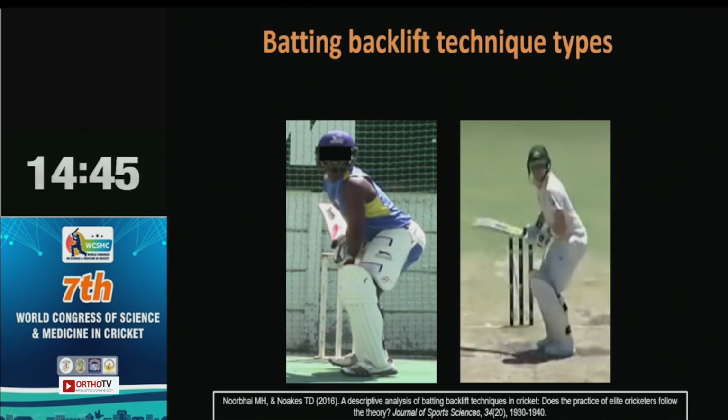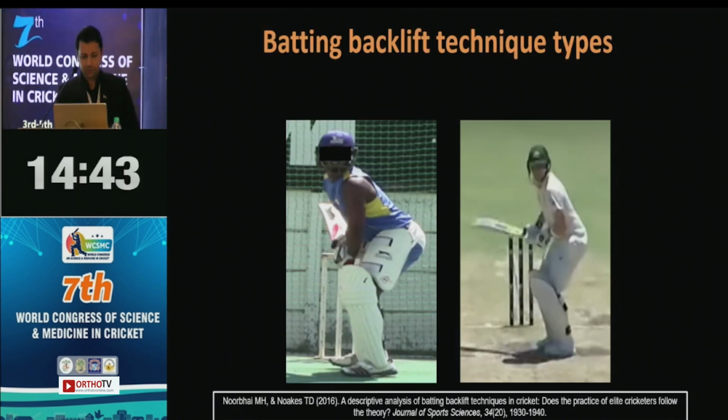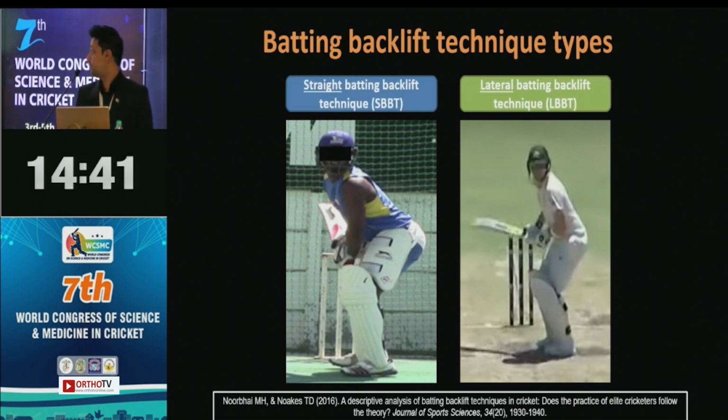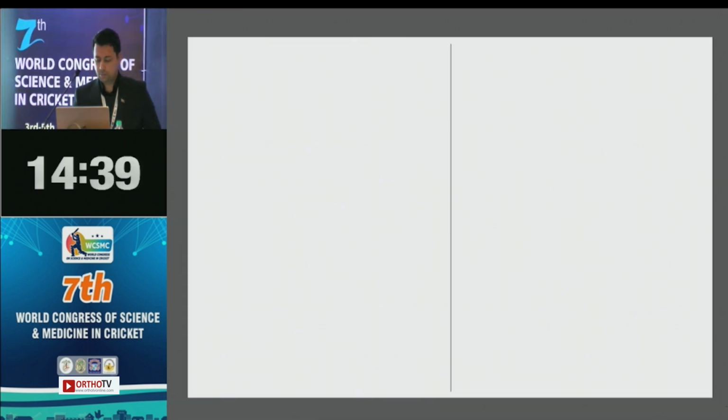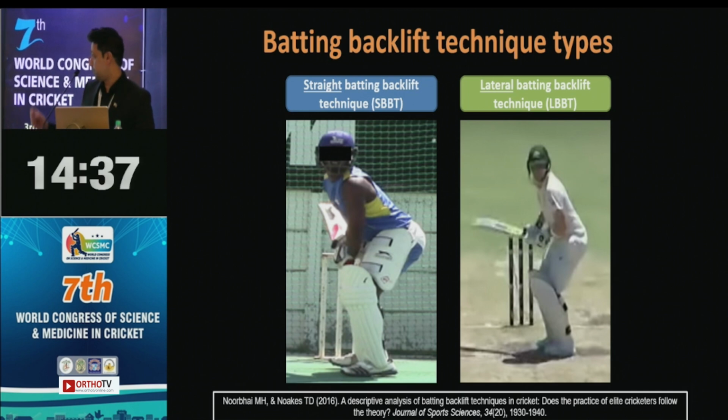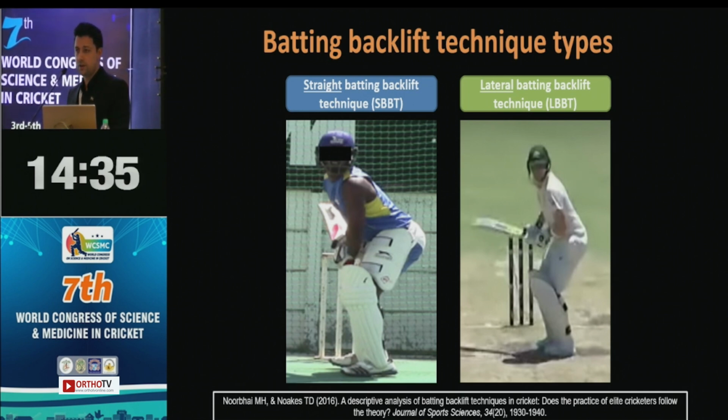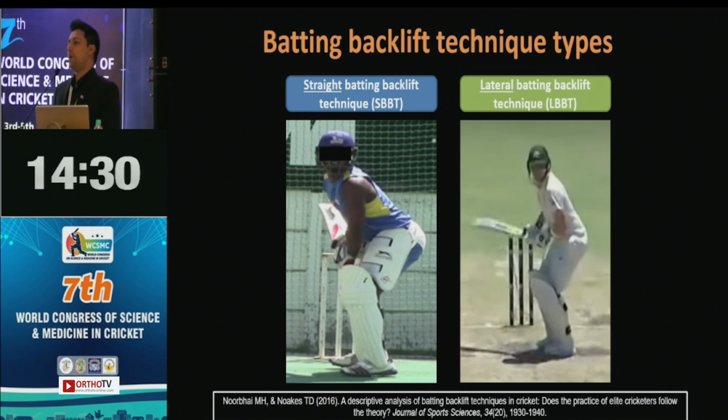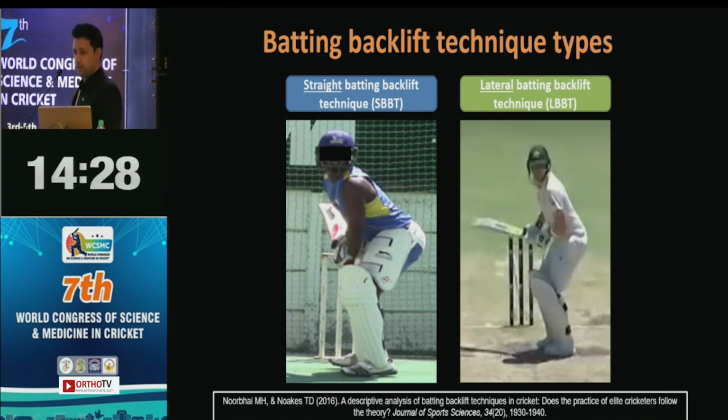So very simply, there are two different types of backlifts. In the image, as you can see on your screen, you'll have a straight backlift technique. The one on the left that you see on your screen is a bat that is directed over the stumps or towards a wicketkeeper. And on the right of your screen, you have a bat that is directed towards a second slip or beyond gully.